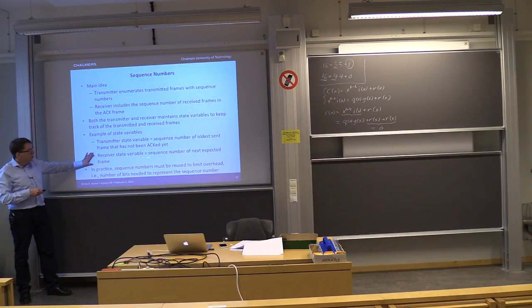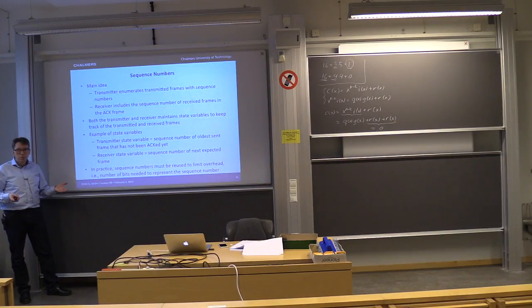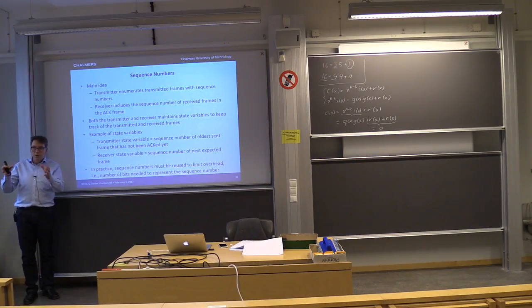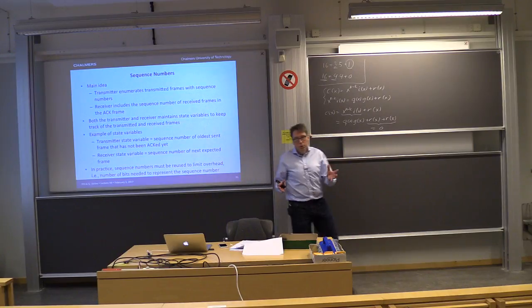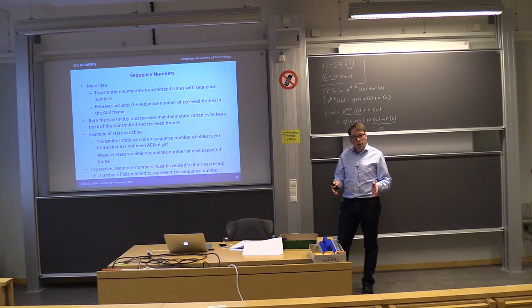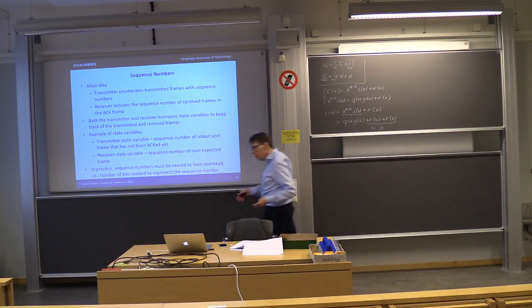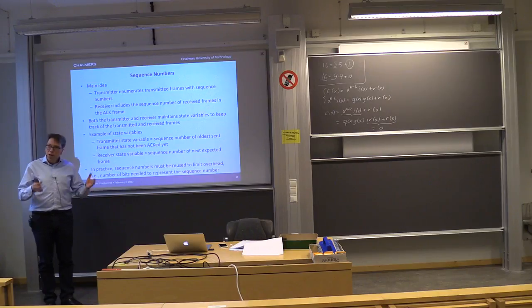The receiver state variable is the sequence number of what it expects. So when we start, the first frame I transmit is 0, and my state variable is 0. Then I transmit 1, and my state variable is still 0 because I haven't heard anything from the receiver yet. The receiver expects that the first frame it gets is 0. When it gets 0, it says, okay, my next frame I would like is 1. I then send an ACK, and the transmitter knows that 0 was okay, so I can forget about that, but I'm still unsure about frame number 1. Has it arrived or not?